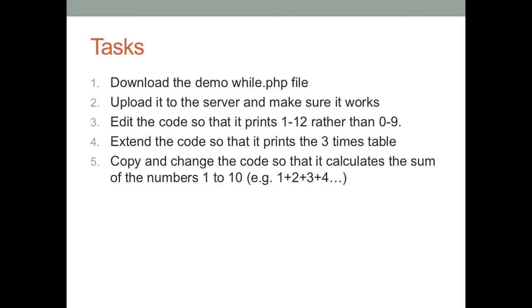Then change it so that instead of printing 1 to 12, it prints the 3 times table. So think about the relationship between the numbers 1 to 12 and the 3 times table, and what you're going to have to do to work that out. Then you're going to need to calculate a sum, a subtotal as you're going along. So we want the sum of the numbers 1 to 10. So 1 plus 2 plus 3 plus 4 plus 5, and so on.